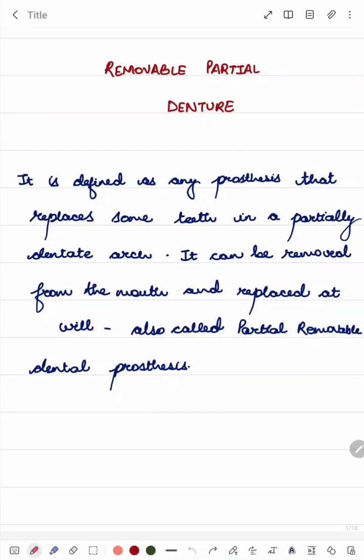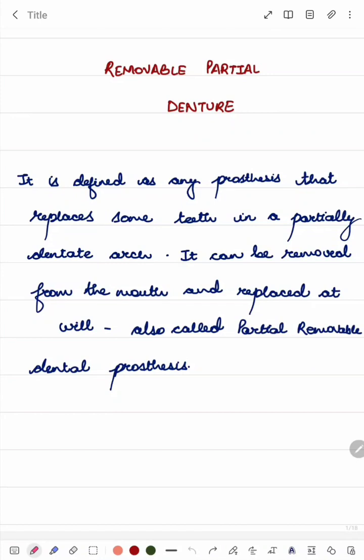Hey all, so today we are going to discuss removable partial denture. So why do we need a removable partial denture? Basically, when we want to preserve the teeth present in our oral cavity as such and want to replace the absent ones, then we provide the removable partial denture.